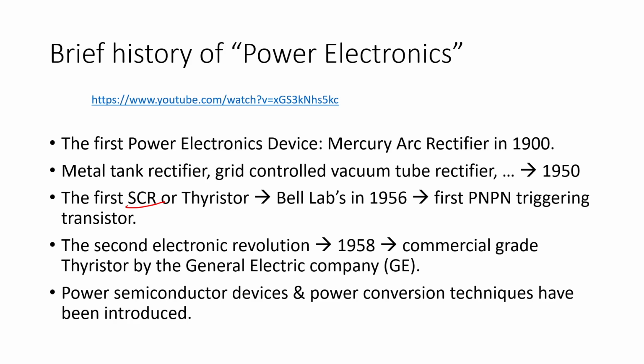And then the second electronic revolution started in 1958, and the first commercial-grade thyristor produced by General Electric became available. At that time, the era of power electronics rolled out. And then after that, lots of power semiconductor devices and power conversion techniques have been introduced, like the rectifier, inverter, DC converter, and many more things.